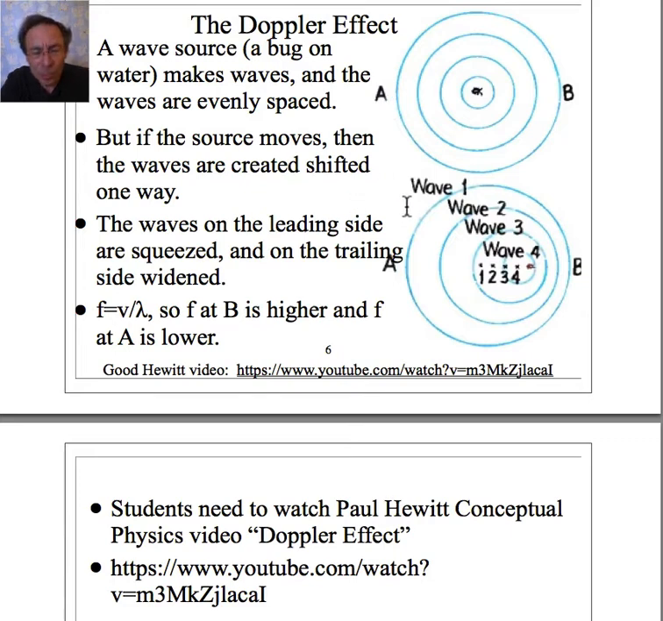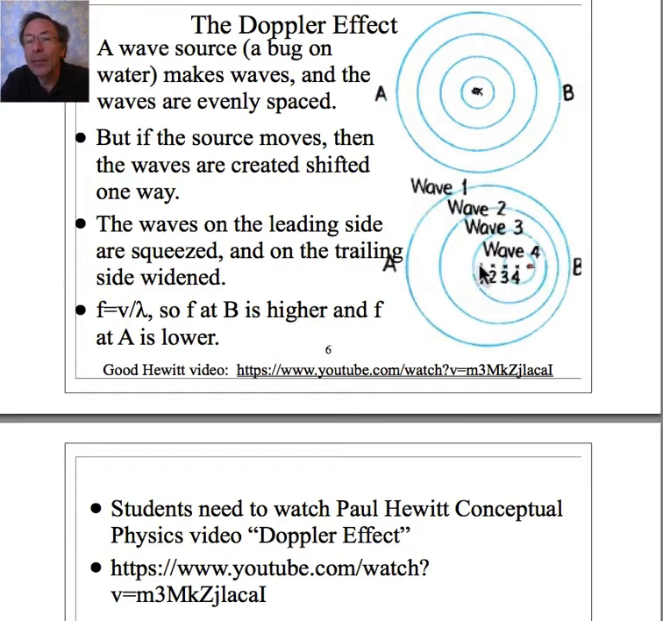Now, if he is moving so that he makes the first wave when he was here, and then the second wave when he was here, and the third one, and so on, then in the direction he's moving, the waves are closer together because he's moved since he made each one. So a person standing at location B would see the waves coming more frequently. And if this were sound rather than water waves, you'd hear a higher pitch.